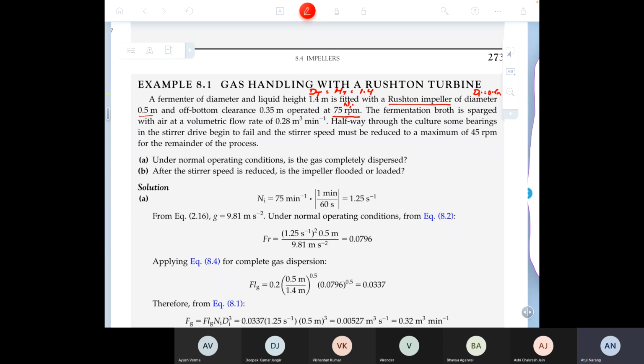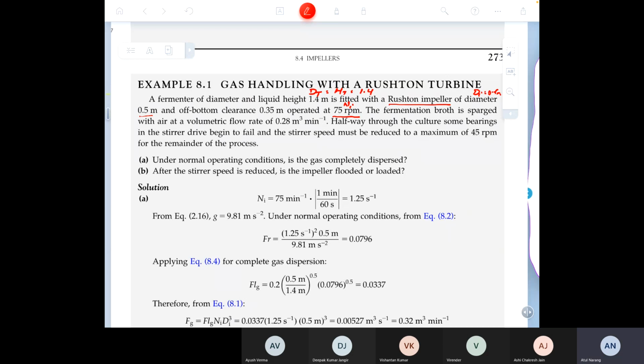So they've given you the specifications of the impeller. Now they're saying that the fermentation broth is sparged with air at a volumetric flow rate of 0.28 cubic meters per minute. Now here is the key. Halfway through the culture, some of the bearings in the drive fail, and therefore the stirrer speed is reduced to 45 RPM for the remainder of the process.